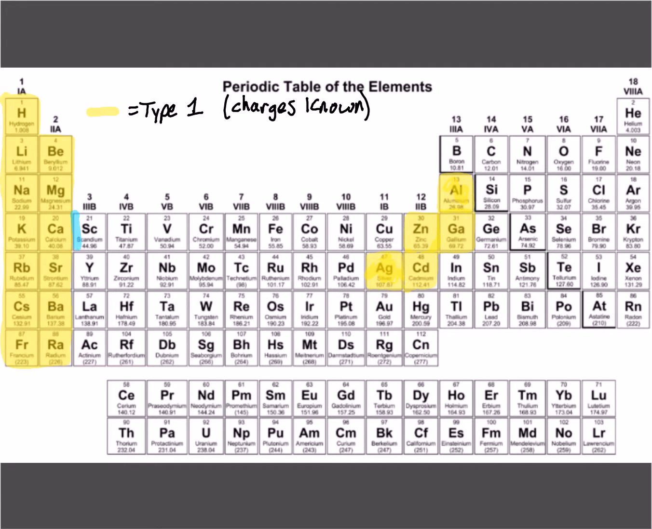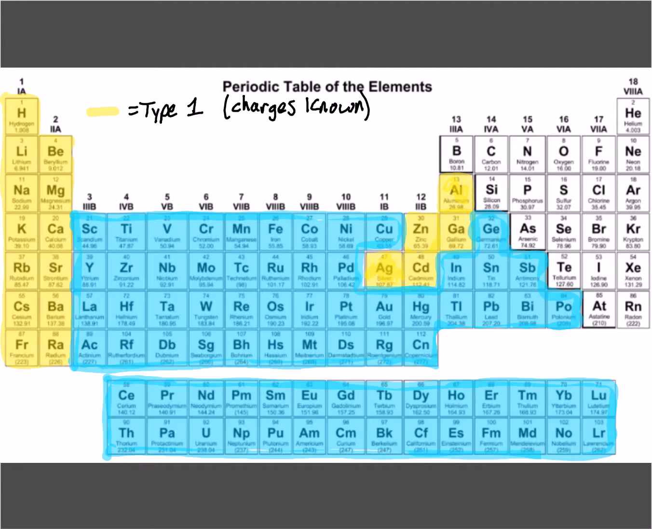Our type 2 are all in blue. All right, so all the ones in blue, those are going to be type 2. What do you guys notice about type 2 elements? What are they mostly? Yeah, these are our transition metals. Guys, that term transition means what? They change. So their charges will vary.